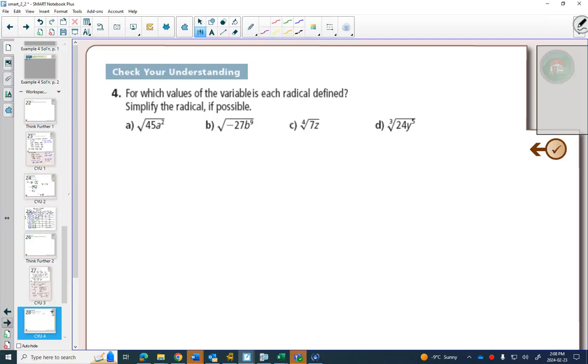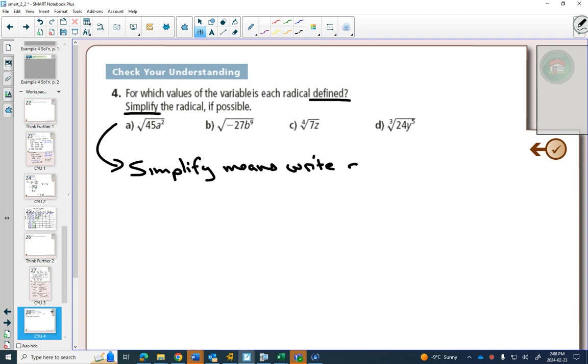In this one, we want to say where they're defined, similar to our last question, and then we want to simplify. Simplify means, and you learned this last semester, when you did square roots last semester, you learned that simplifying a square root meant writing it as a mixed radical. So that's a review for that right now.